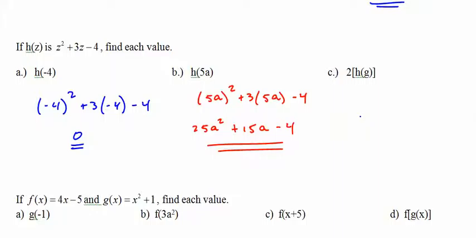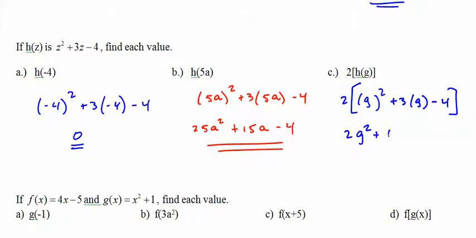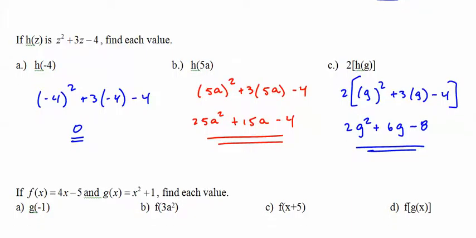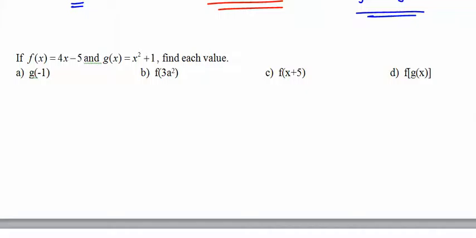2 times h of g. What goes in for z? G does. So g squared plus 3g minus 4, all of that times 2, is 2g squared plus 6g minus 8. And now we've got two of them together. This gets a little dicey.